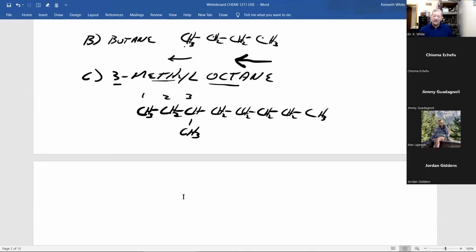But you would say, wait, Dr. White, what if I did this? I have octane. And what if I started here? 1, 2, 3. My methyl group would be there. And now I'll put in the hydrogens.